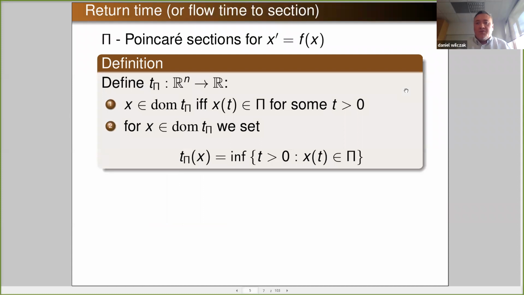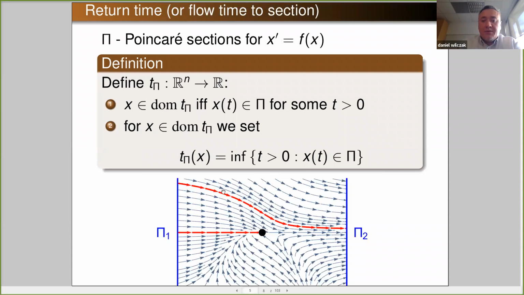And given a Poincaré section for a flow, we can define a function with domain R^n to R. This is the return time. So as you can see, our return time is not a function from section to section. This is a globally defined function, of course, provided the argument belongs to the domain. So x belongs to the domain if there is a positive time so that the trajectory of x crosses the section. In such a case, we define the function t_Π of x as the infimum over all these times t such that φ(t, x) belongs to Π. And here is an example. Given two sections, P1 and P2, some points starting from P1 can reach a section like this one, or some of them not.